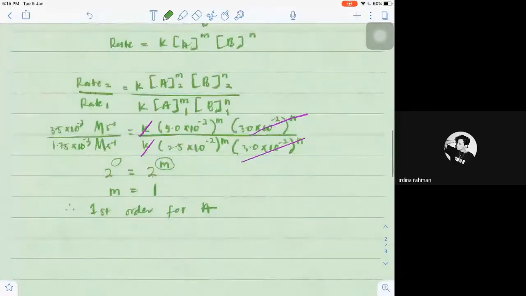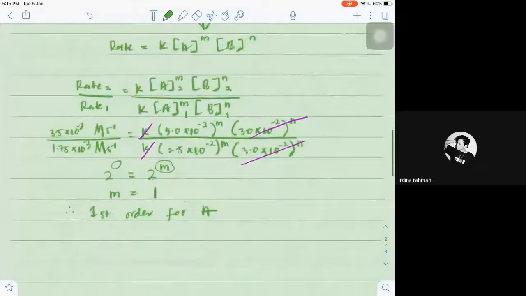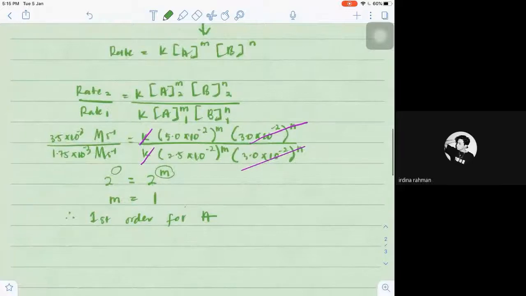Okay, and now we know that m is 1. This is the first order. A is the first order, because the value of m that we have calculated is 1.